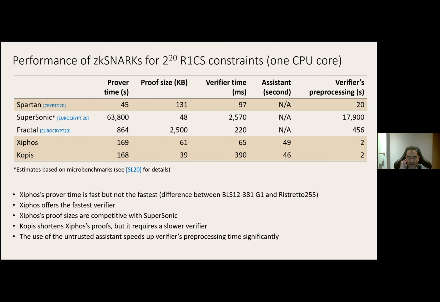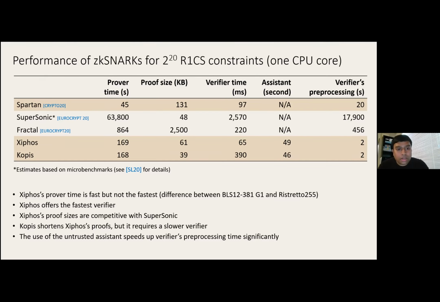You said that you improved the grand product argument from log squared to log in prover time. Maybe you can say a few words about that. Yeah, so the improvement was in proof sizes.